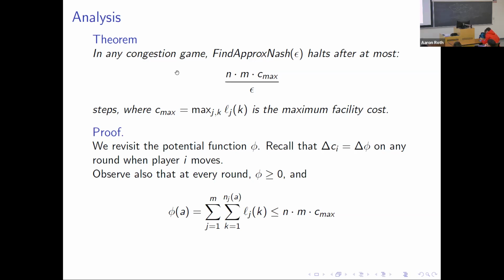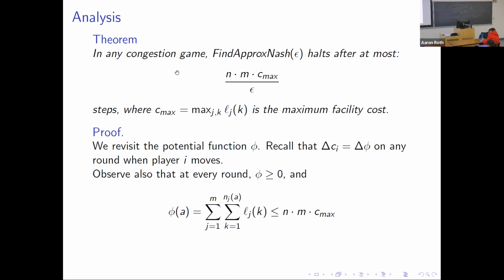But now we observe that our potential function, first of all, is always non-negative. Because these individual facility cost functions are non-negative, and the potential is just a sum over a bunch of non-negative things, so it's non-negative. So at any moment in time, the potential at any game state evaluates to something greater than 0. And then the question is, it's going down at every step, but how large was the potential when it started?